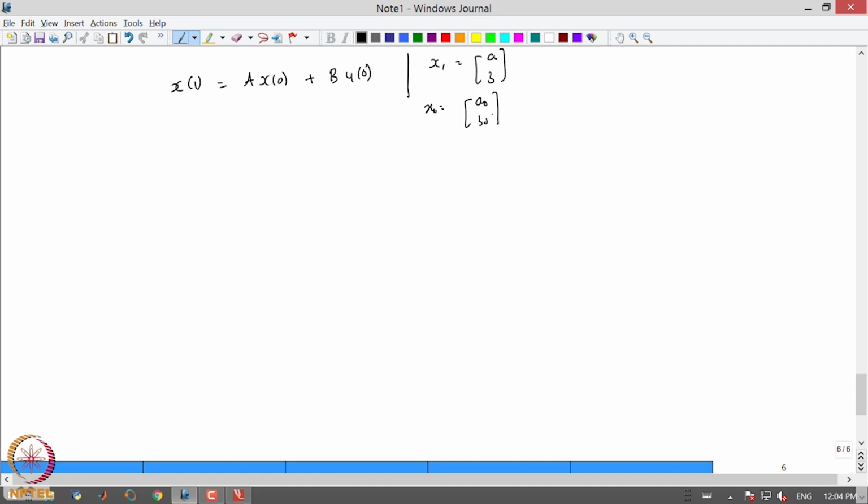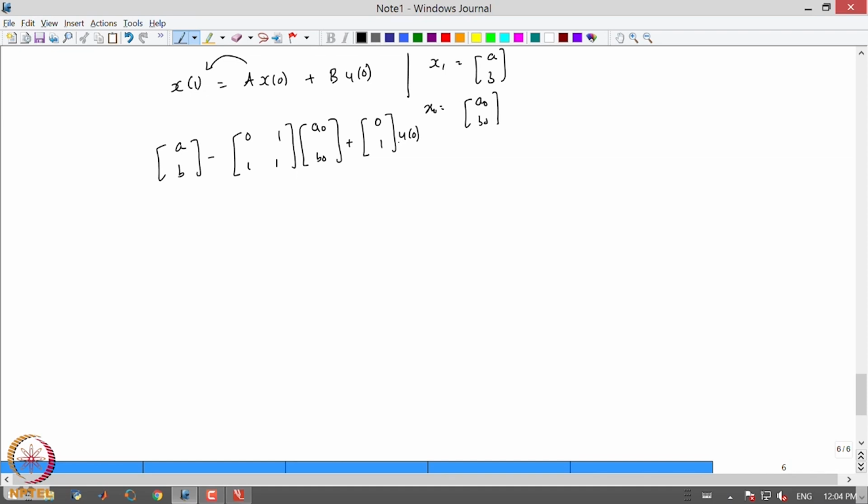Okay. In this case, I just do this rearrangement: x 1 is A x 0 plus B u 0. What is my A? I just get this here, A is [0 1; 1 1], times x naught. What is x naught? Is A naught B naught plus the B matrix here, which is [0; 1], and u naught. Okay. Here I can actually solve for u naught.